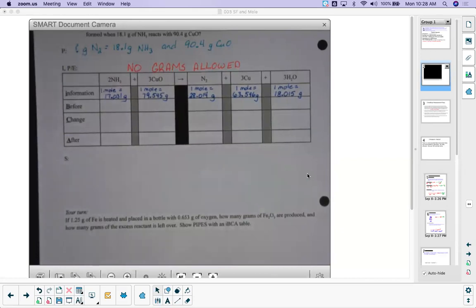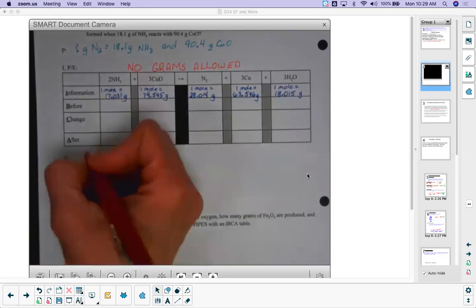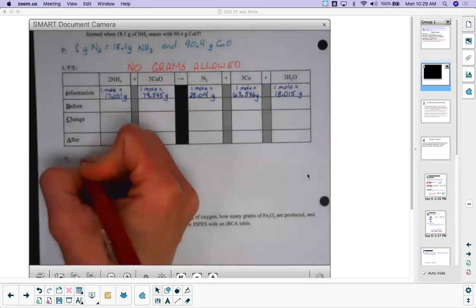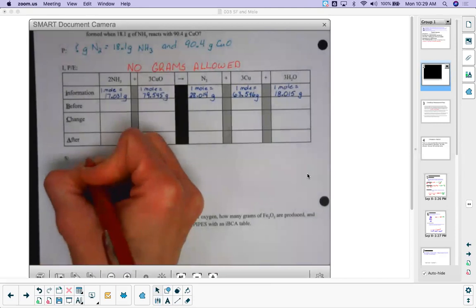So the BCA table is a very exclusive club where no grams are allowed. But now I have ways to get things into moles. So I'm going to have to take my grams of NH3 and convert it into moles, and my grams of CuO and convert that into moles. And that's what I'm going to do down here in this space that I left for my solve step.